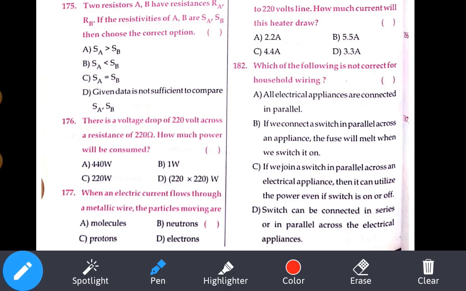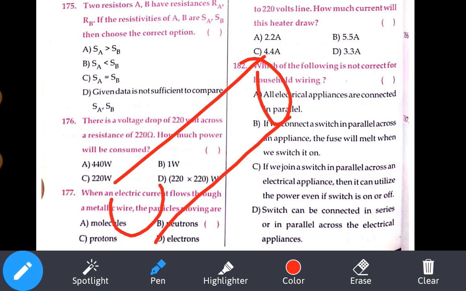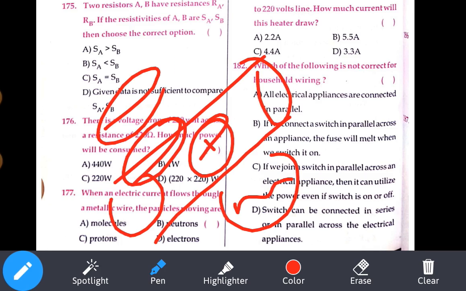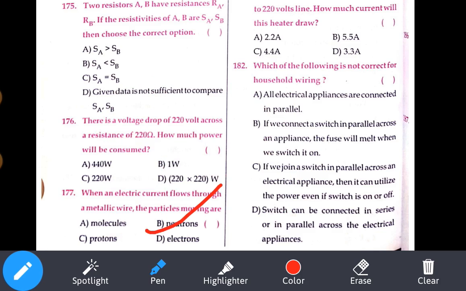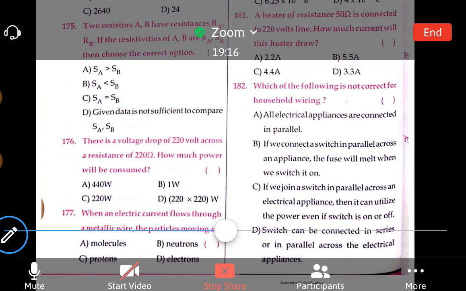Let's see the next question. When an electric current flows through a metallic wire, the particles moving are. We already know it. Current means what? Metallic wire means what will move? Positive charge will be fixed in their location, then the electrons will be moving. So electrons. Option number D is our answer. Not B, not D. Option number D is our answer.